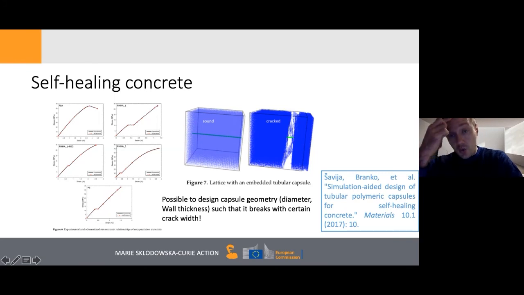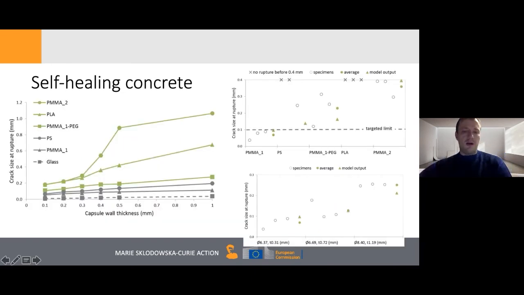This allows us to save a lot on experimentation, because we can already discard those that will not work, and then only focus on those that might. And actually, we saw that, as we expected, glass will break at a very small crack width, which is great for self-healing activation, but glass will not survive mixing of the concrete. On the other hand, PMMA will break at very large crack widths, so that's not good, because you want your material to break at small cracks. It will survive the mixing process, but it will not be useful for your self-healing.